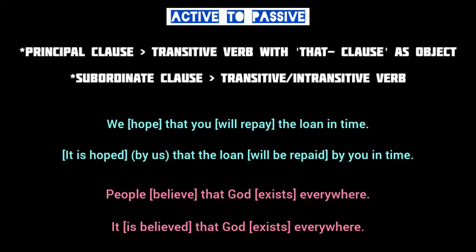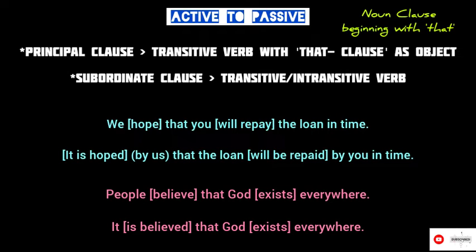But sometimes the principal clause has a transitive verb whose object is not a noun or a pronoun, but the subordinate that clause itself. In such complex sentences, the subordinate that clause acts as a noun clause and thus as the object of the transitive verb in the main clause. The subordinate noun clause may have a transitive or an intransitive verb.